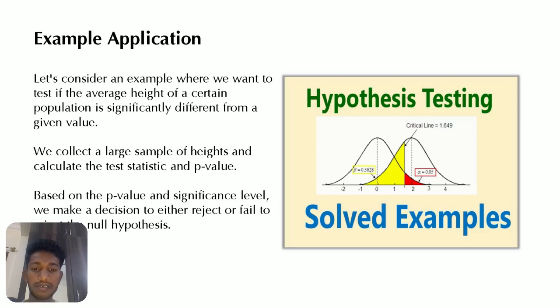Example application. Let's consider an example where we want to test if the average height of a certain population is significantly different from a given value. We collect a large sample of heights and calculate the test statistic and p-value. Based on the p-value and significance level, we make a decision to either reject or fail to reject the null hypothesis.